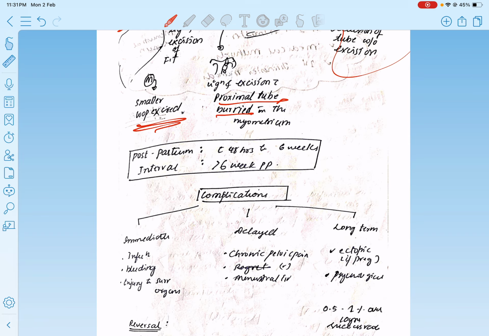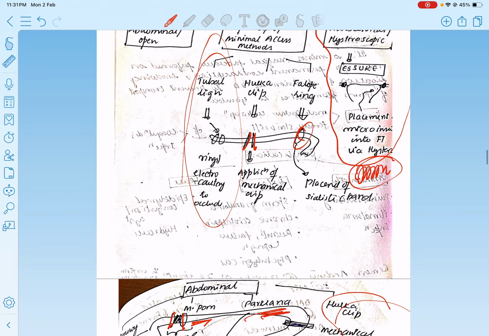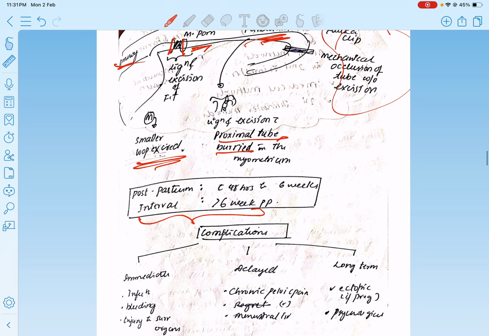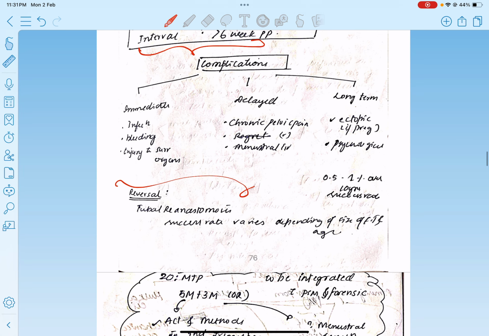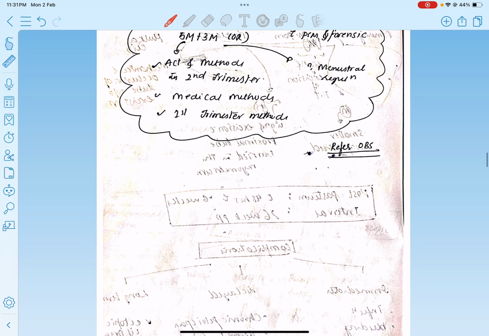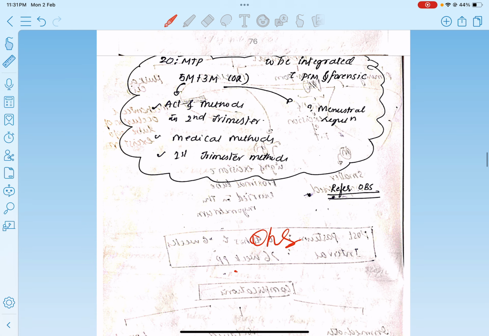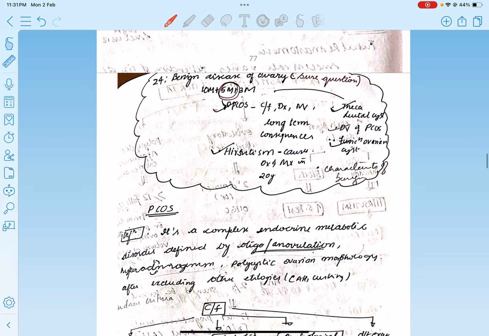Again, if it's done after 6 weeks postpartum, it is called interval sterilization, and if it's done from within 48 hours to 6 weeks, it's called postpartum. And these are the complications. MTP I have discussed in the obstetric video, so make sure you study it.